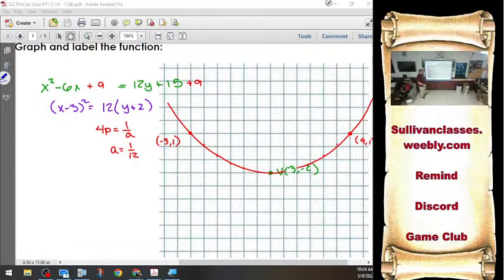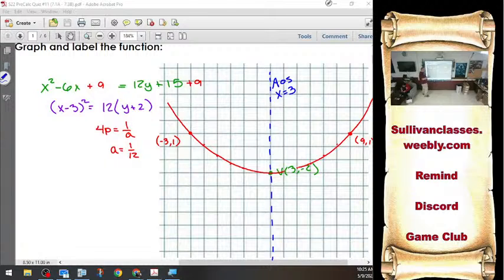Okay, so I've got the parabola, but what are the other relevant features of it? We said axis of symmetry. What? X equals 3. Remember, an axis of symmetry is a line. Lines have equations. But where is it?